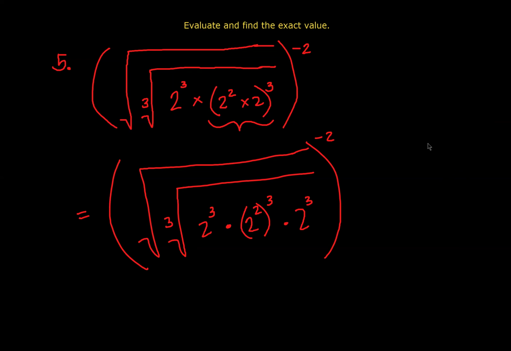For step 2, we will simplify the inside term here. We will simplify all of this. And so we know that 2 raised to 2 raised to 3, using the power of a power rule, will become 2 raised to 6. And we can see that all of these have similar bases, that is 2. We will use the product rule.